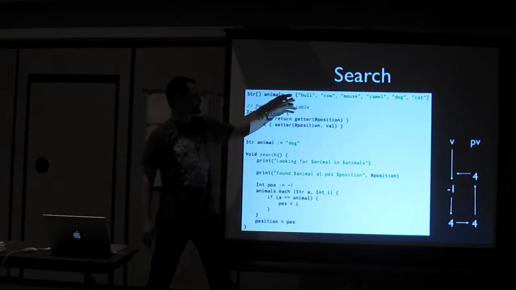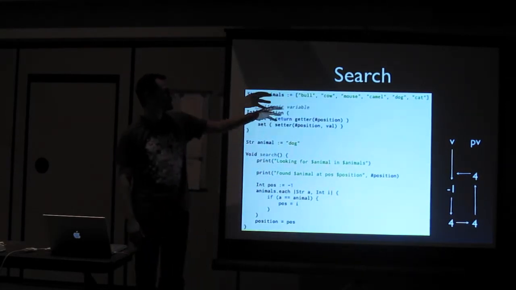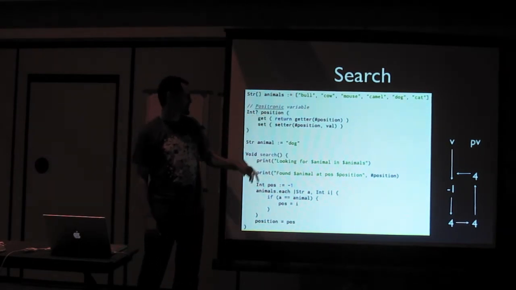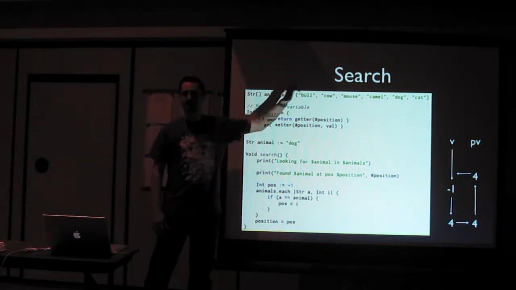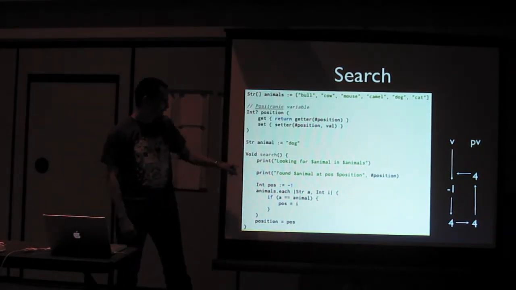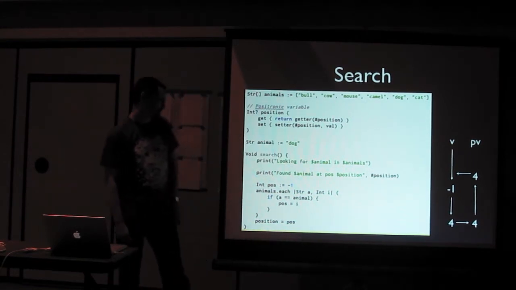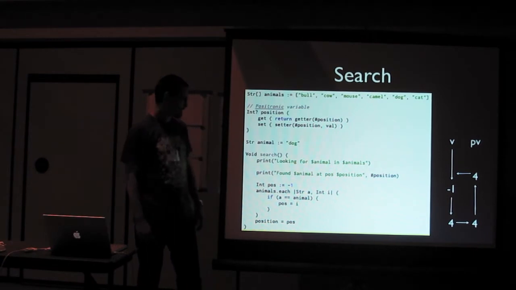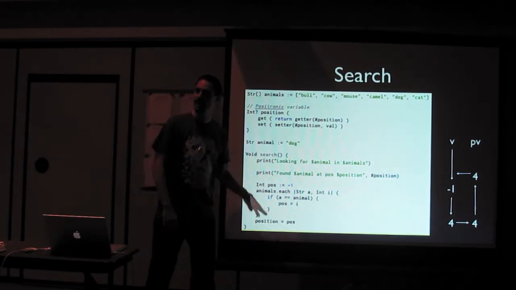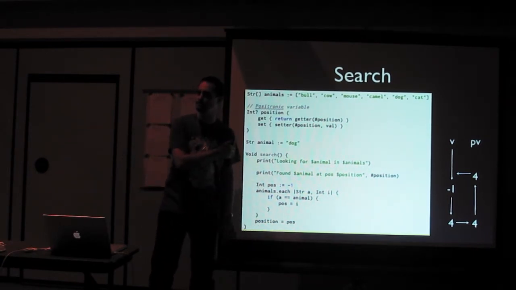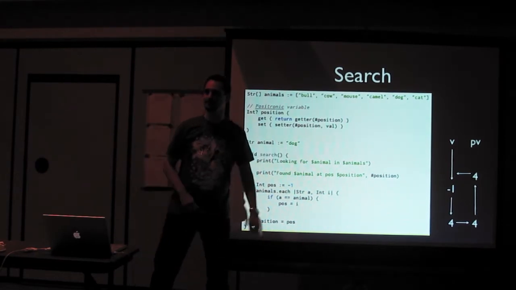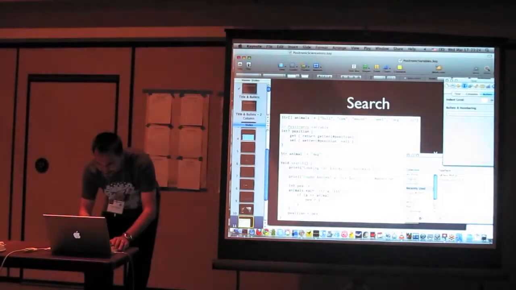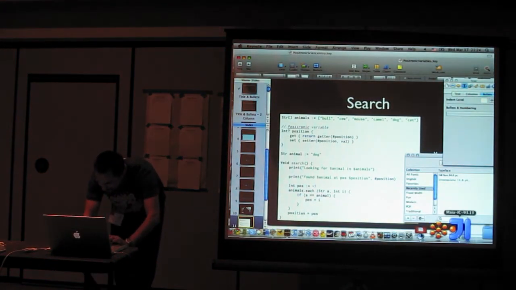So what I did here is, for example, a set of animals: bull, cow, mouse, camel, dog, and cat. I create a positronic variable, which is the position, and I want to find my dog inside this list of variables. I print here 'looking for animal', and I print here 'found the animal at the position'. And actually, I do the calculation after I print the result. So I'm printing the result before I do the calculation. And I'm not cheating, so I'm going to show you.